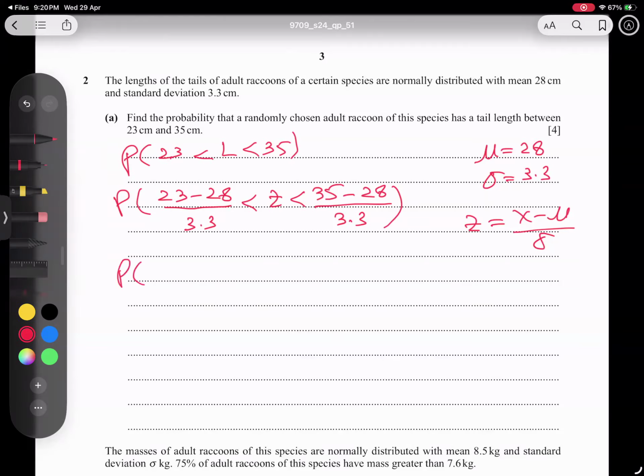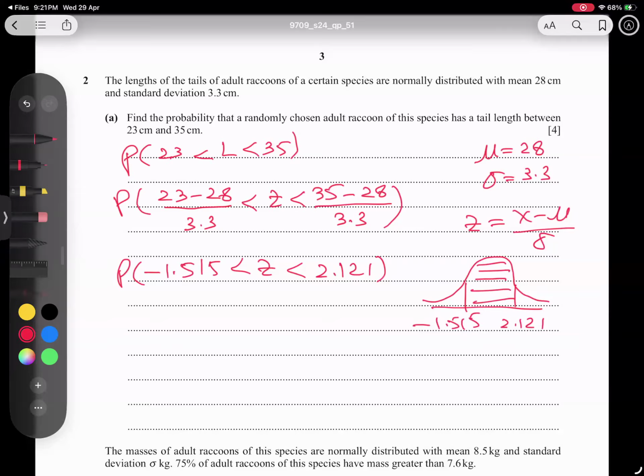So this value I'm getting here is negative 1.515, and the other one I'm getting is 2.121. Okay, and students, we have a formula. One value is positive, and this one is negative. If we need the middle area, whenever there is one positive and one negative, what is the formula for it?